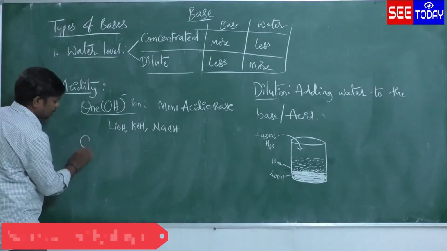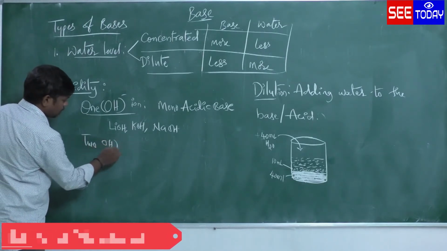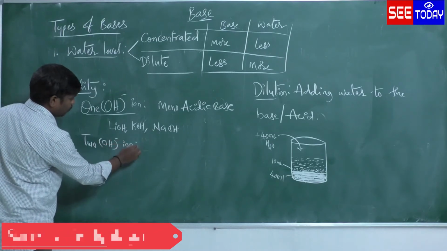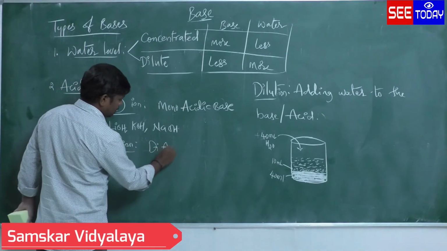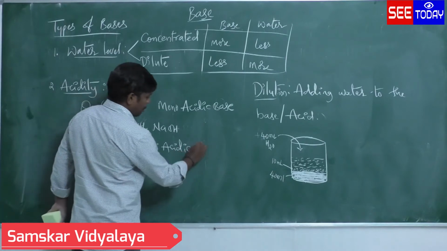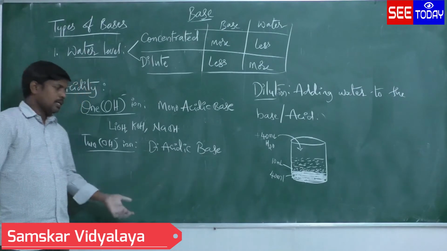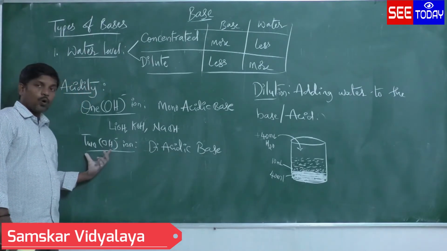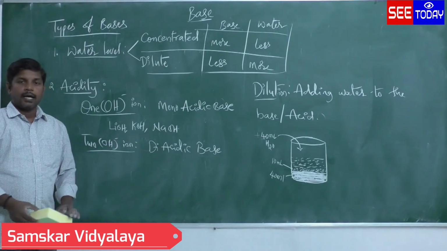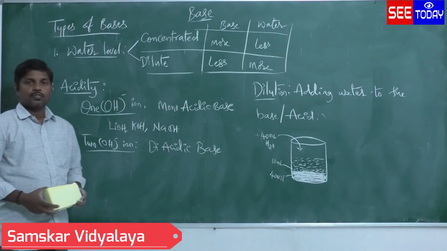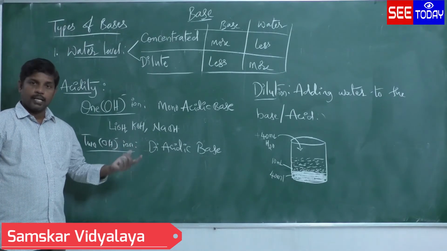Next, if the base is releasing two hydroxide ions, see, one means mono, two means diacidic base. Then what is diacidic base? Diacidic base is nothing but the base which can release two hydroxide ions on complete ionization. Such bases are called diacidic bases.